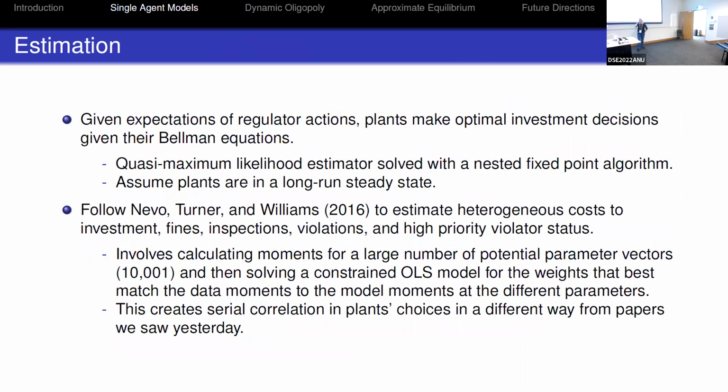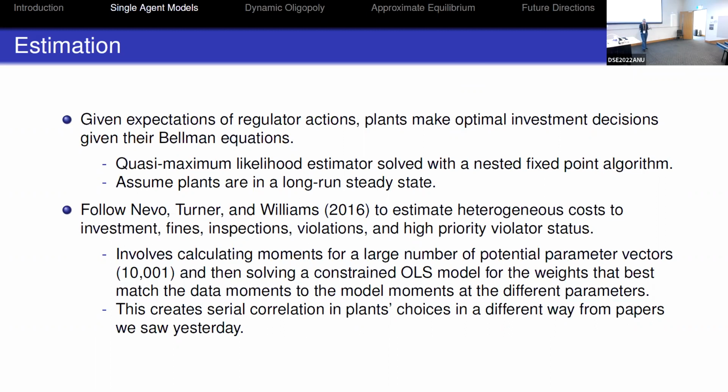All right. So given their expectations of regulator actions, plants are going to make optimal investment decisions, given their Bellmans. And we here use a quasi-maximum likelihood estimator with a nested fixed point. We assume plants are in a long-run steady state. Okay. I guess this looks to some extent like bus engine replacement or something like that, with a bunch of complications, of course. We're actually going to do something here that I don't know has come up. We're going to follow Nevo, Turner, and Williams, which is an Econometrica paper from 2016. And we're going to estimate effectively random coefficients. So let me give you a little bit of an intro to how we do this.